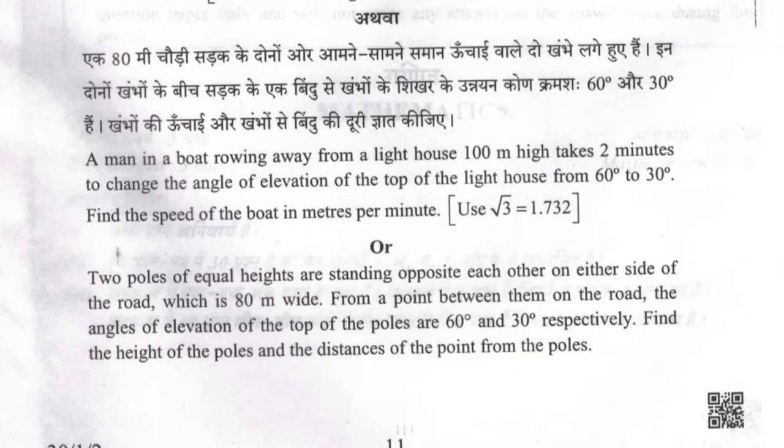There is a choice in the 30th question. So the other question says, two poles of equal heights are standing opposite to each other on either side of the road, which is 80 meter wide. From a point between them on the road, the angles of elevation of the top of the poles are 60 degree and 30 degree respectively. We need to find the height of the poles and the distances of the point from the poles.